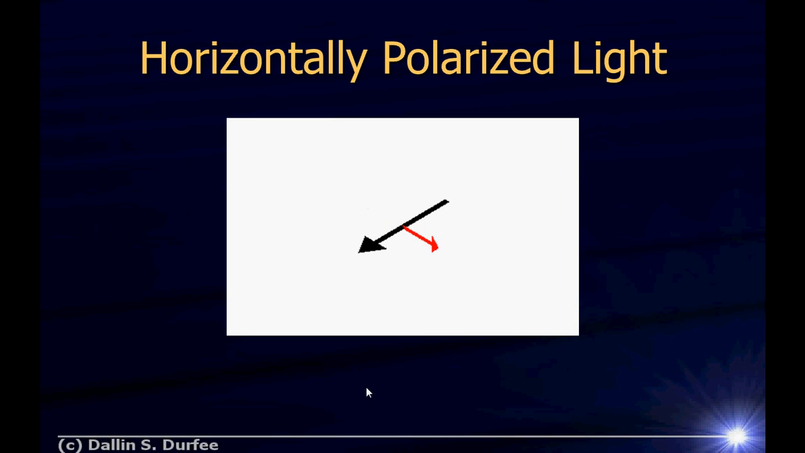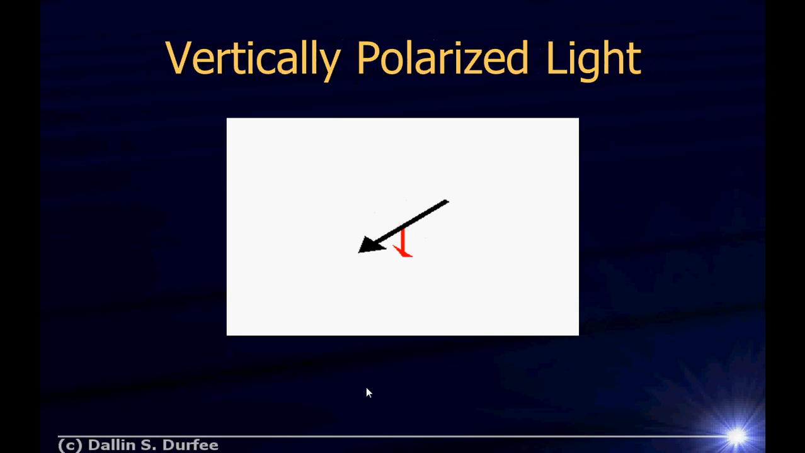Alright, so it's a transverse wave. The direction that the electric field is pointing at any given moment in time is orthogonal to the direction that the light is traveling. But in addition to horizontally polarized light, I could have vertically polarized light, where the electric field goes up and down. Alright, those are both valid transverse waves.